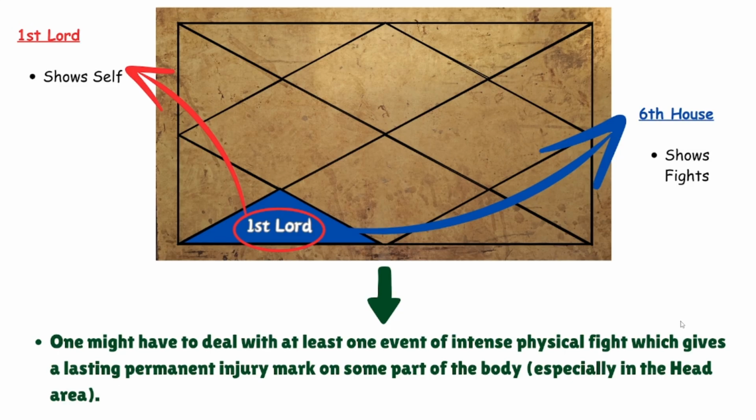First lord is a lord of self, and sixth house shows fight. So with this placement, it is also seen that one might have to deal with at least one event of an intense physical fight, which gives kind of a lasting permanent injury mark on some part of the body, and especially in the head area of the body, because first lord also shows the head part of a body.